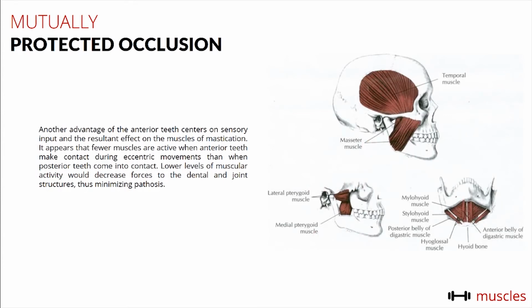The advantage of having anterior teeth is that as you put force on them, you tend to deactivate some of the muscle activity. So it appears that fewer muscles are active when anterior teeth make contact during eccentric movements than when posterior teeth are in contact.